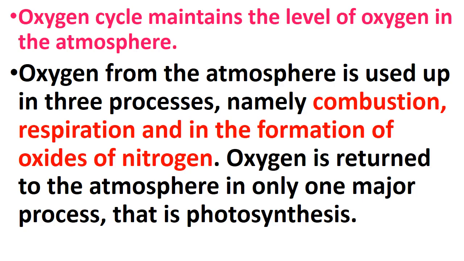And the only one process in which oxygen is returned to the atmosphere is photosynthesis. By photosynthesis, oxygen is returned back to the atmosphere. Only through this one major process, oxygen is being returned back. So this is the reason how the oxygen level is maintained in the atmosphere through this oxygen cycle. So are you clear about this oxygen cycle?